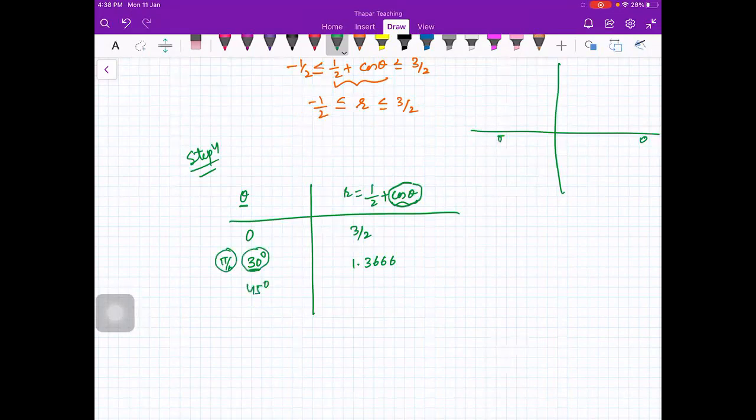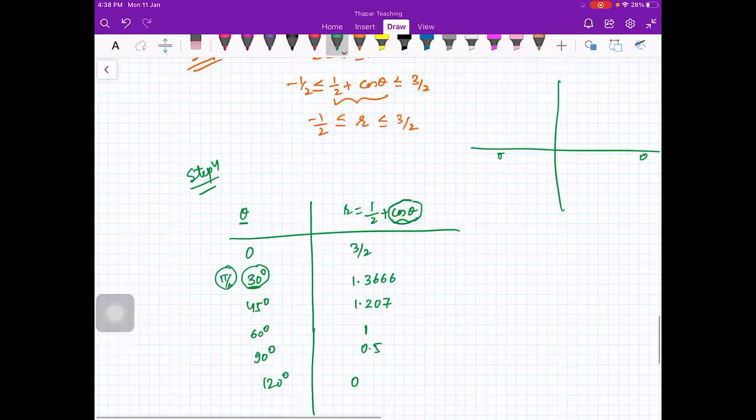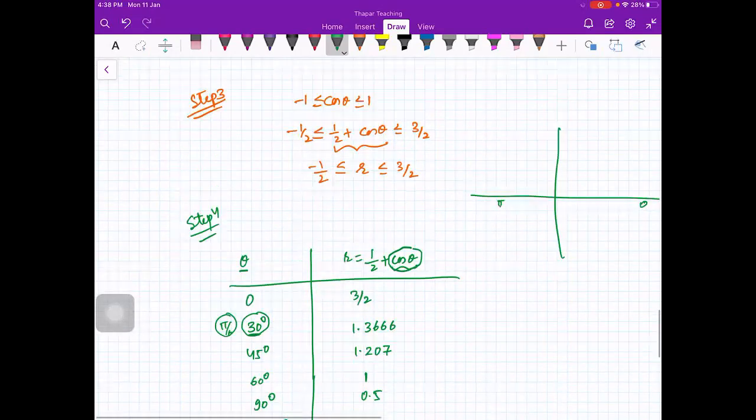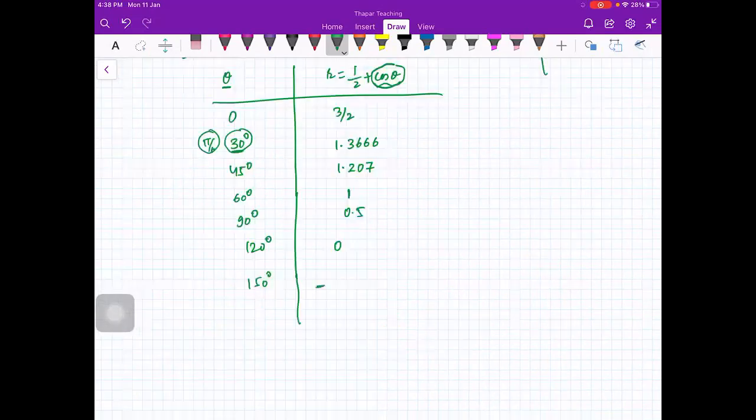So I have taken 45 degrees, so I got 1.207. I took 60 degrees, so the value of 1 by 2 plus cos theta here is 1 because cos 60 is half. At 90 degrees, what will be the value? 0.5, because cos 90 is 0. At 120 degrees, I got the value 0 because we know that at theta equal to 120 degrees the curve passes through the origin, right? And then I took 150 degrees, I got a negative value of r, minus 0.660. And then I took 180 degrees, I got minus half.